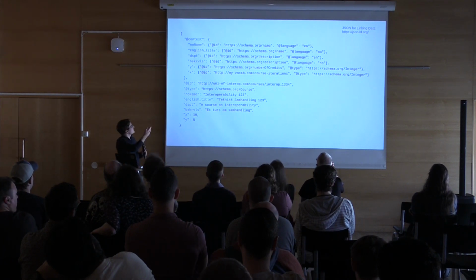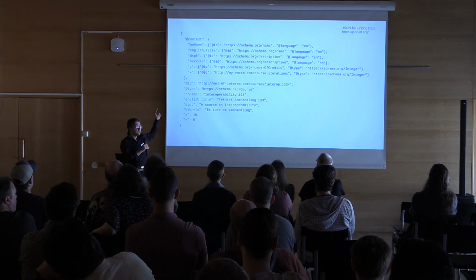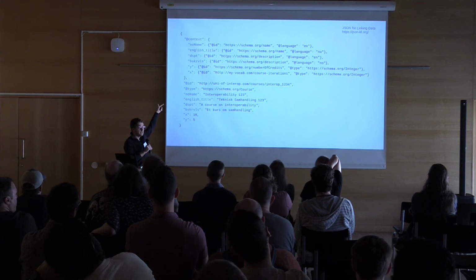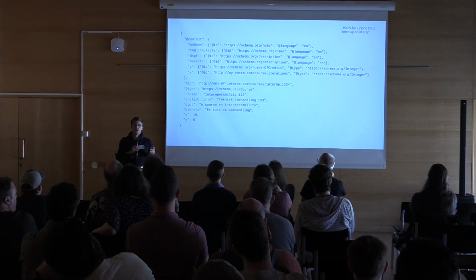So there's some text, we'll go through it one by one, but just notice that the only thing we've added is the context object and an ID and a type. And otherwise the rest of this is the same as before.